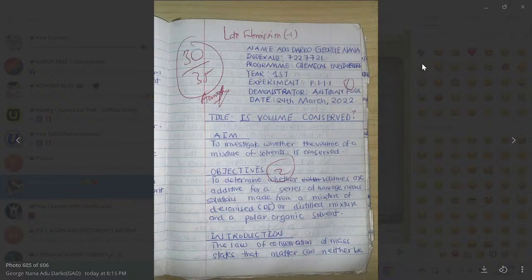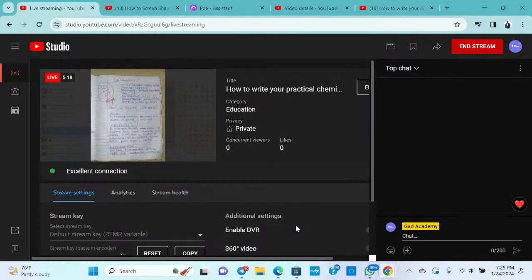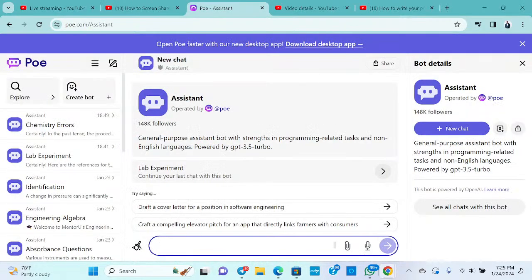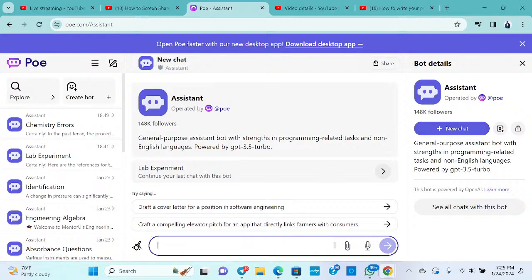So now let's look at how we use ChatGPT or artificial intelligence to write the introduction. When you check in the description of this video, I'll put the link to the ChatGPT that you can use to write your introduction. So let's go to ChatGPT and see how we will write the introduction. Okay, so now let's see how ChatGPT can help us to write the introduction.